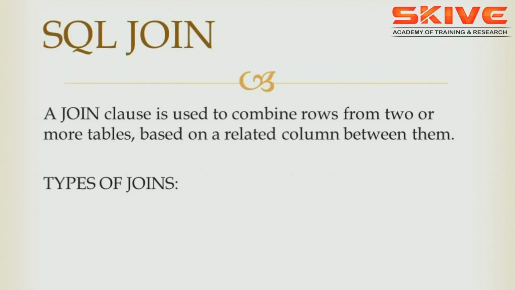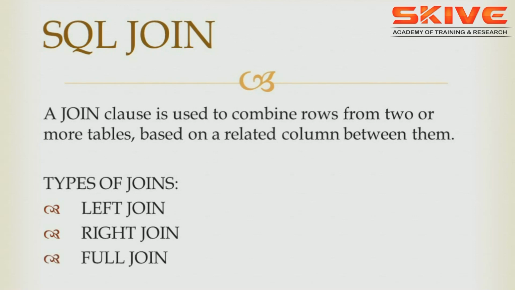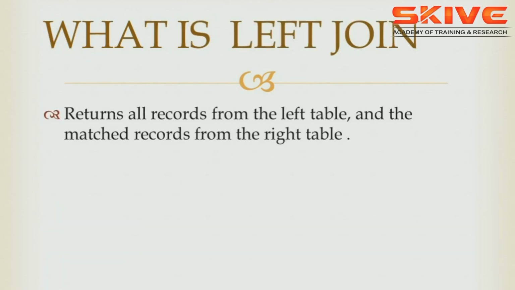First of all, a join means combining rows from two or more tables based on related columns between them. There are types of joins, so let me list them one by one. First, left join, right join, full join, and finally inner join. First we will see left join. So what is left join?